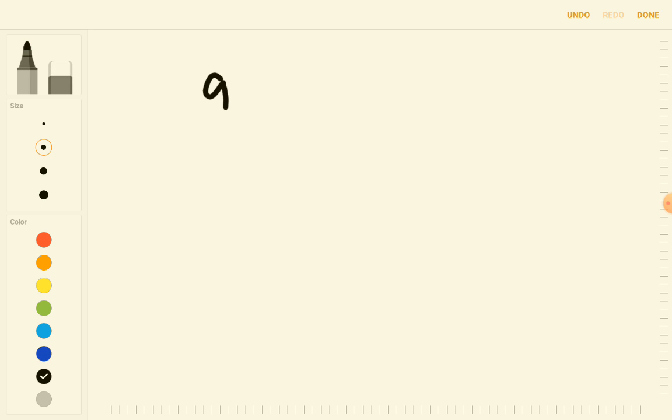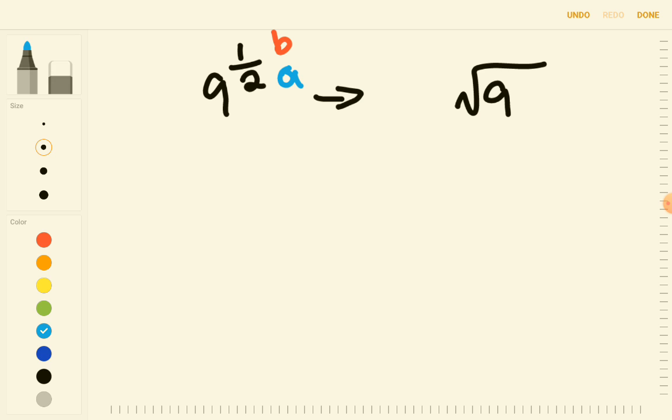For our first one we have 9 to the power of 1/2. When we write this out, our base would be 9, the root is the a value, and the b value is the numerator, which is also the power. So our root would be 2 and our power would be 1. The root of 2 of 9 is the same thing as the square root of 9, which is 3, and then to the power of 1, that's equal to 3, and that's our final answer.